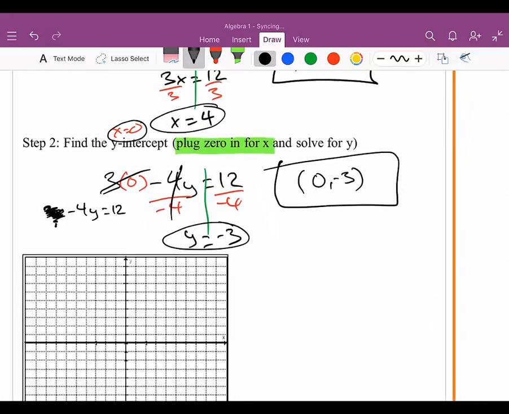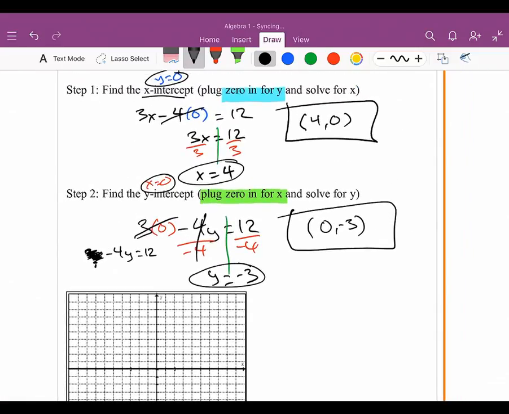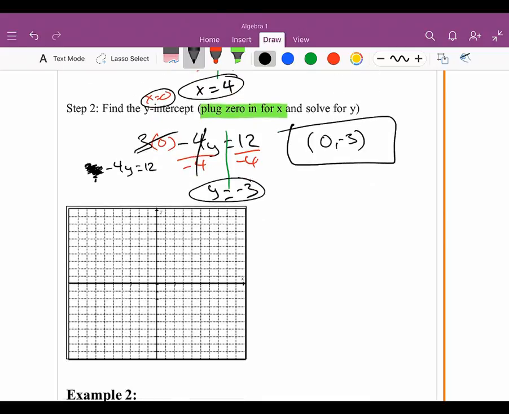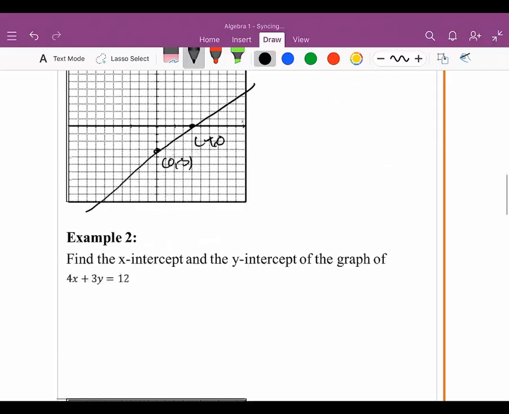The nice thing about intercepts is they're pretty easy to graph. One is going to be on the x line, the other on the y line. So first off, 4, 0 would be here, and then 0, negative 3 is here. Just draw your line, and you can graph it. Alright, let's do another example.